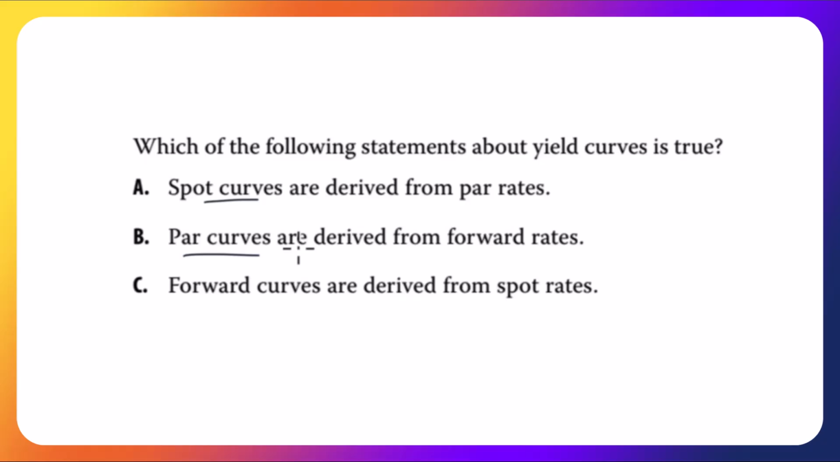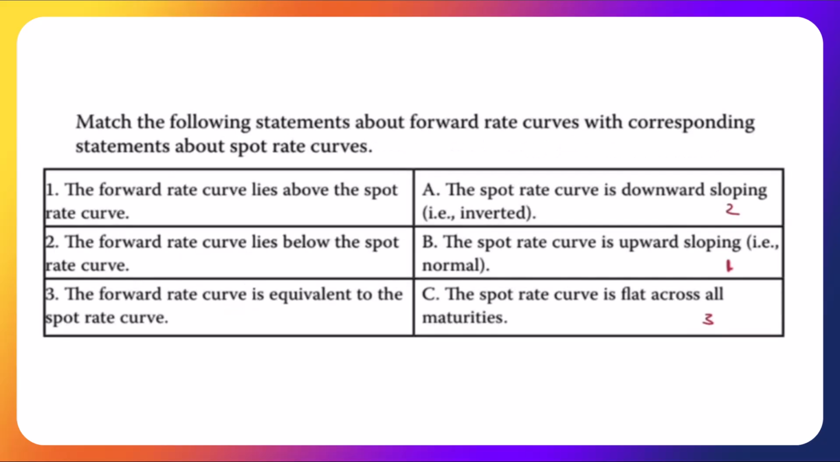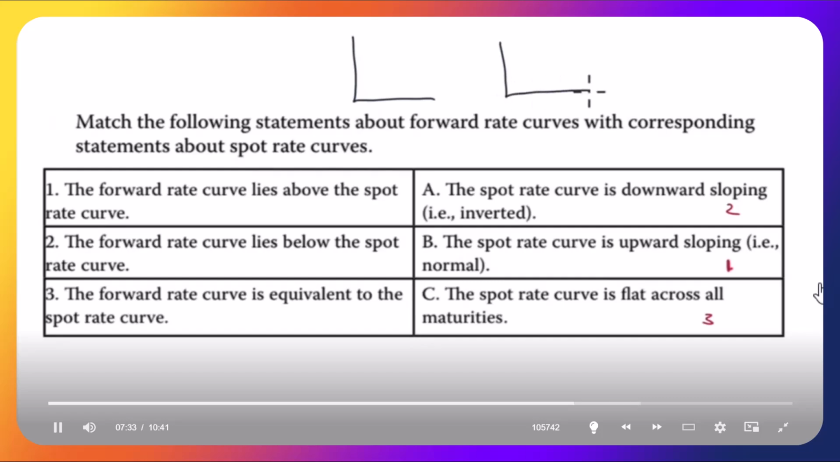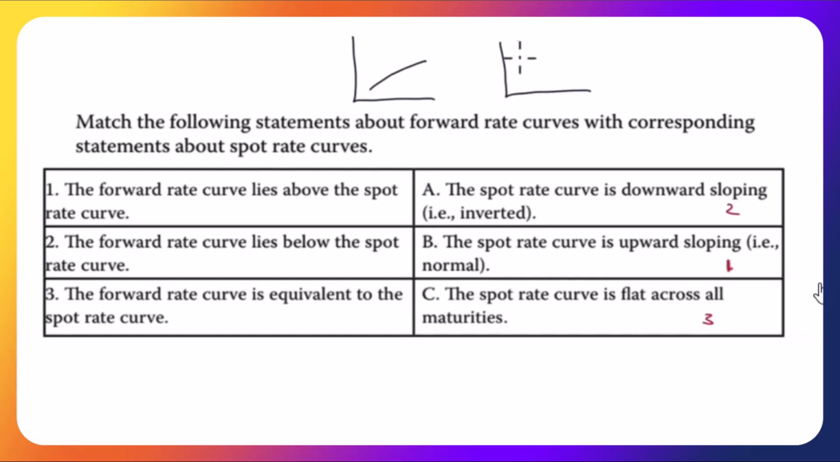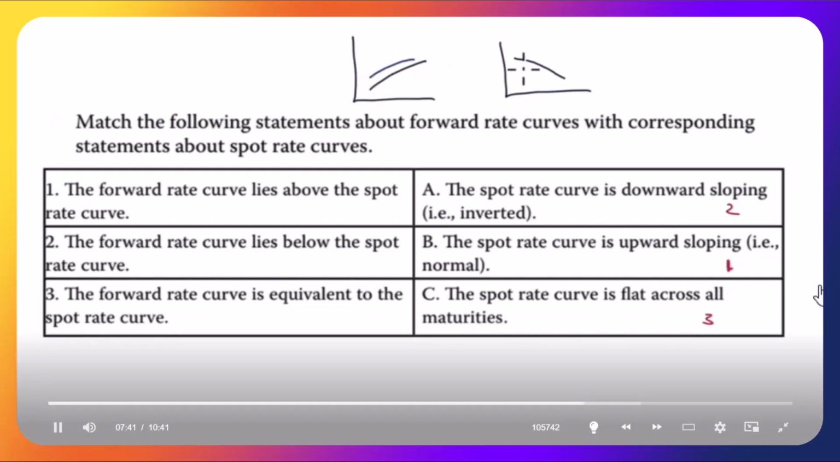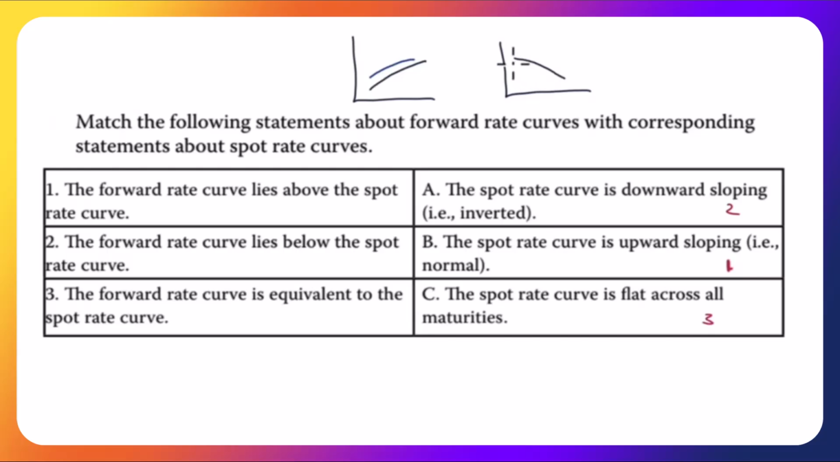Forward curves are derived from spot rates. If I have spot rates, I can calculate forward rates, and with those rates, calculate a forward curve. They are all true. Match the following statements about forward rate curves with corresponding statements about spot rate curves, and we'll just draw out an upward sloping spot curve and a downward sloping spot curve. If we have an upward sloping spot curve, the forward curve lies above, and if we have a downward sloping spot curve, the forward curve lies below.